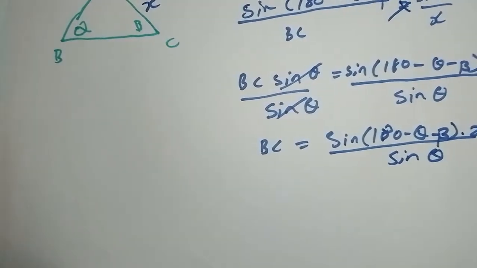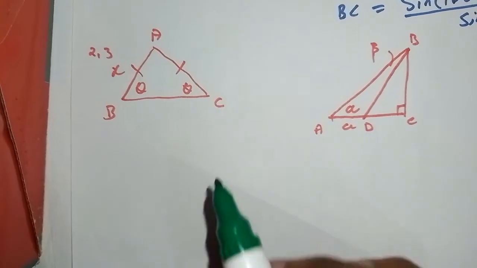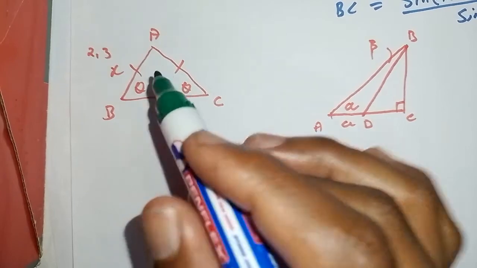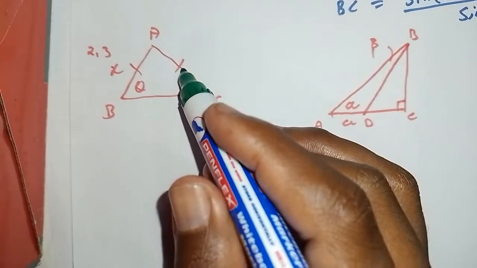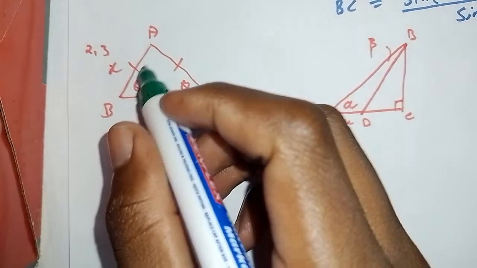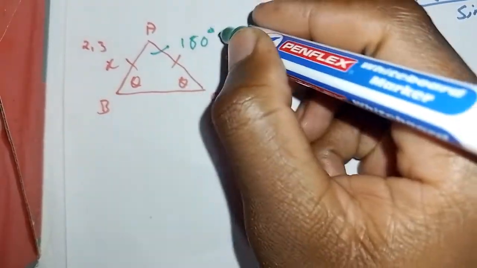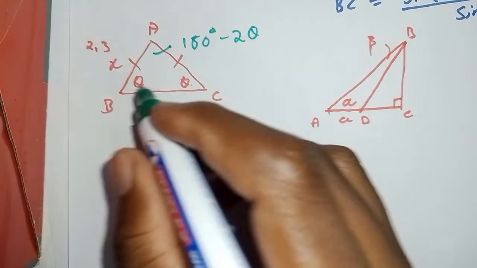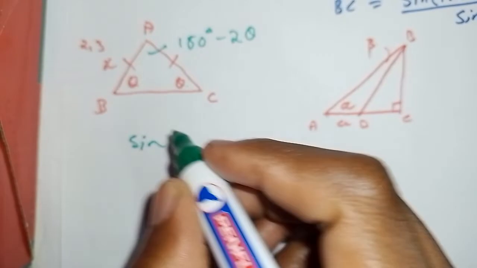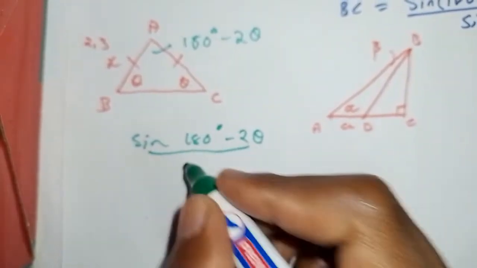Then the third one, okay, this is the next question, also from the student. Now they say I need to calculate the BC. They say this and this are equal, meaning this angle and this angle will be equal, right? Now, how am I going to do that? I'm still going to say, I need this angle. This angle is 180 degrees subtract 2 theta, because this angle and this angle are theta, so they're going to add. Now, I'm just going to say sine of theta is 180 degrees minus 2 theta all over BC.